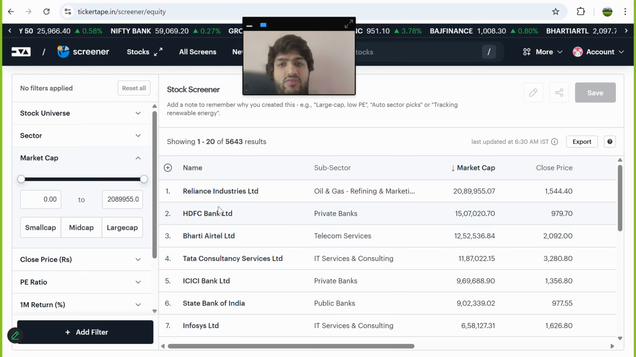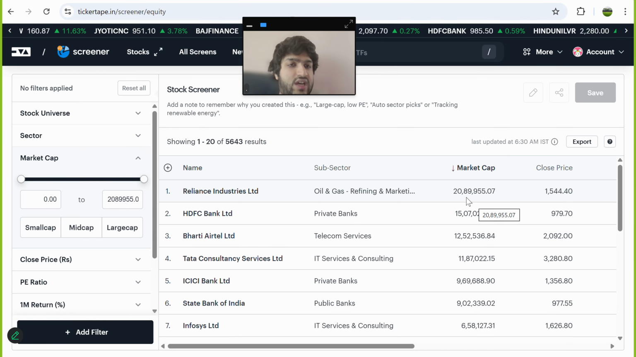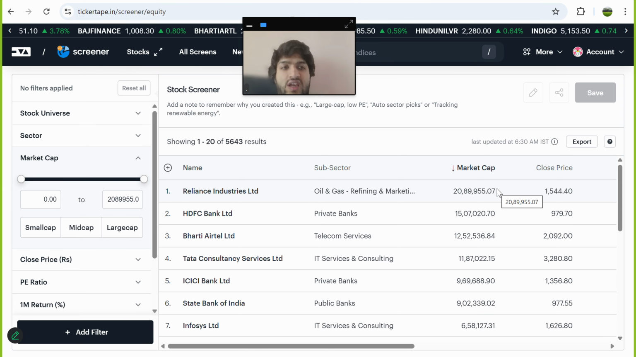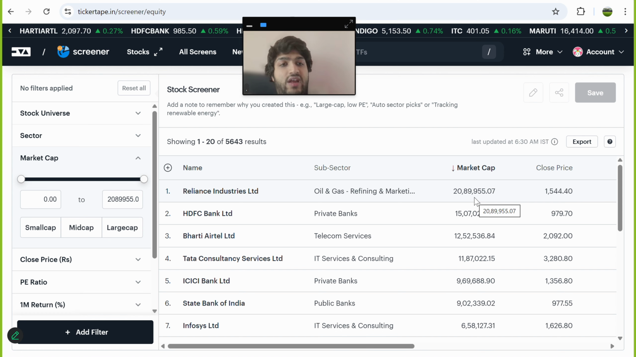For example, now let's go back to Reliance Industries. So the market cap, by the way, all this is in crores. So it's 20 lakh 89,955 crores is the market cap of Reliance Industries. Now, how do we get the total number of outstanding shares? For that, we have to divide 2089955.07 divided by 1544.4. By that, we get the total number of outstanding shares that is traded in the stock market.